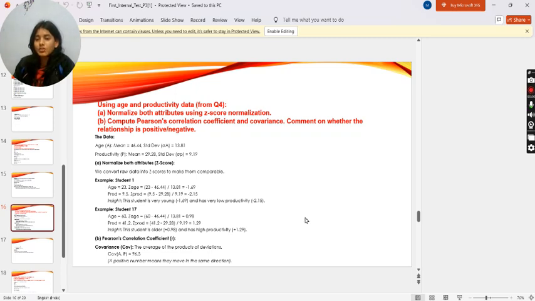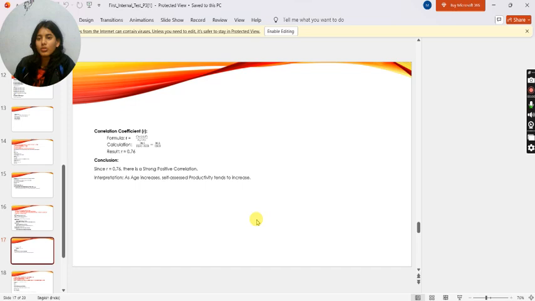B, Pearson correlation coefficient R, covariance. The average of the product of deviations, covariance, is equal to 96.5. A positive number means they move in the same direction. Now the correlation coefficient formula: R is equal to, we put in the formula and the result will be R is approximately 0.76. Conclusion: since R is equal to 0.76, there is a strong positive correlation. Interpretation: as age increases, self-assessed productivity tends to increase.